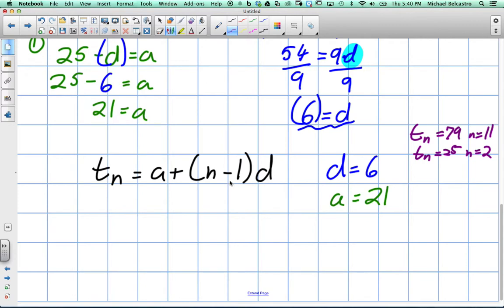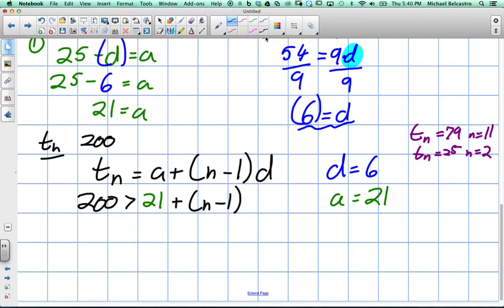If we were to do an inequality, we need to figure out at what value will be less than 200 in this question. So what we can do is we can replace Tn, that's this value here, with the value of 200, but instead of saying equals, we can say 200 is greater than all of this stuff on the right. So a, because it can't go over 200, is n minus 1, and d value was 6.